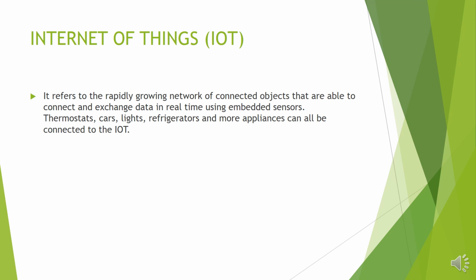We can see the Internet of Things. Here we understand the Internet of Things to be the network of physical objects that are embedded with sensors, software, and other technologies for the purpose of connecting and exchanging data with other devices and systems over the internet. Some of the appliances which are connected to the Internet of Things are thermostats, cars, lights, refrigerators, and other appliances, because they use sensors.